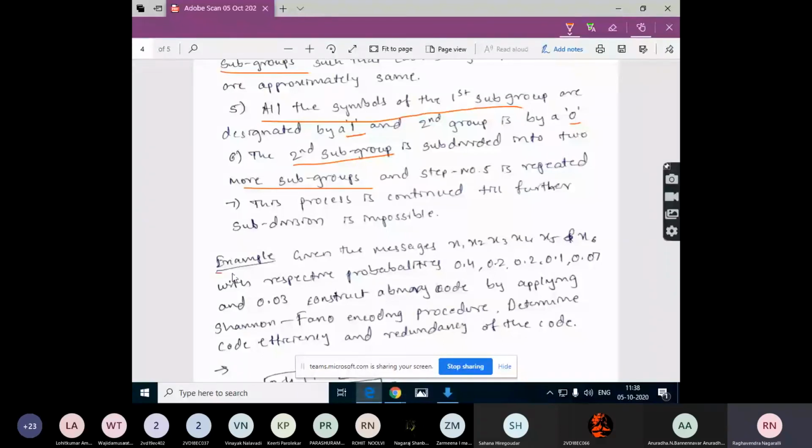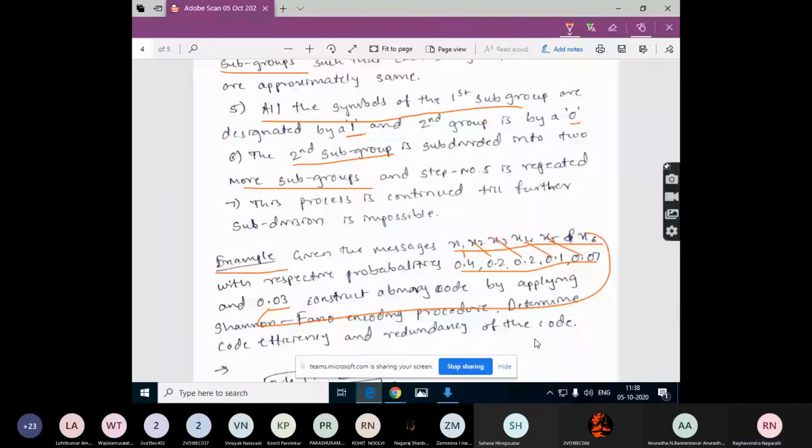Okay, let's see one example for this coding procedure. Given the messages x1, x2, x3, x4, x5 and x6, there are 6 symbols with the respective probabilities 0.4, 0.2, 0.2, 0.1, 0.07 and 0.03. Construct a binary code by applying the Shannon-Fano encoding procedure. Determine the code efficiency and redundancy of the code.